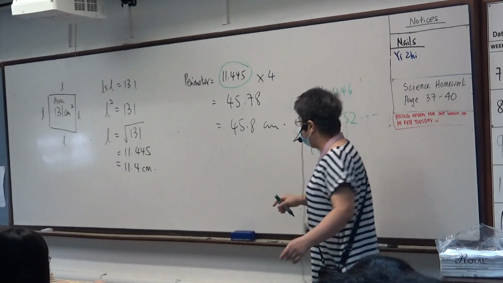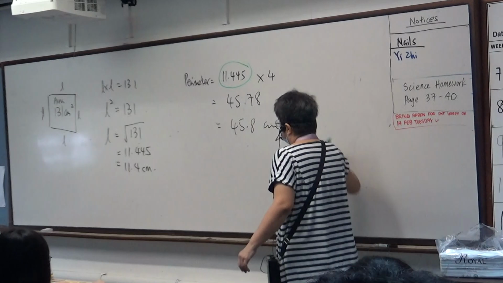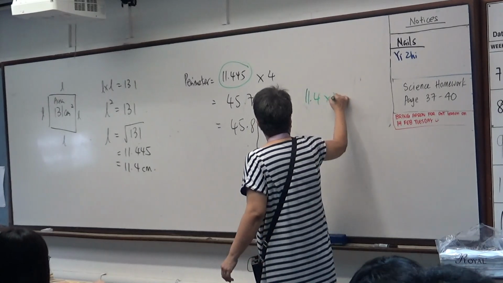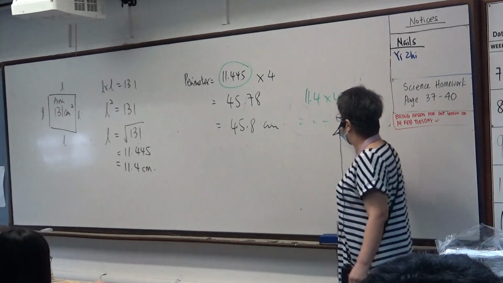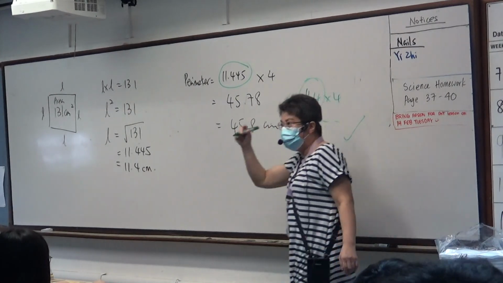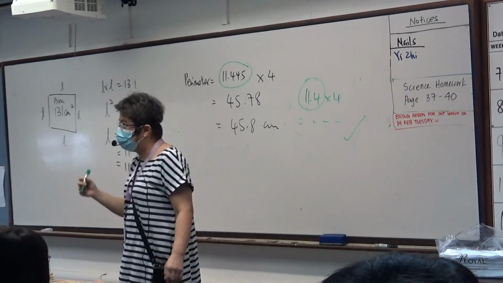Are we clear? Now, then you will ask me, what if in the exam I put 11.4 times 4, then I get the answer? I will still give it correct, but I will circle this. I will mark off accuracy. You understand? Because you are not accurate enough.